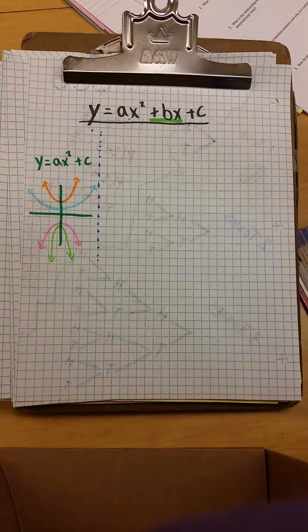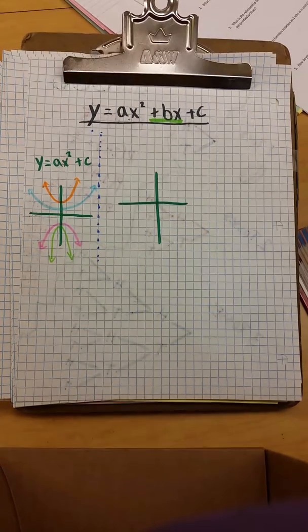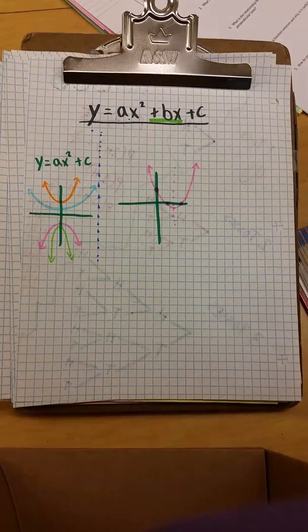What is the x term going to do to our graphs? It's going to move them off to the side. It also shifts the vertex up or down.